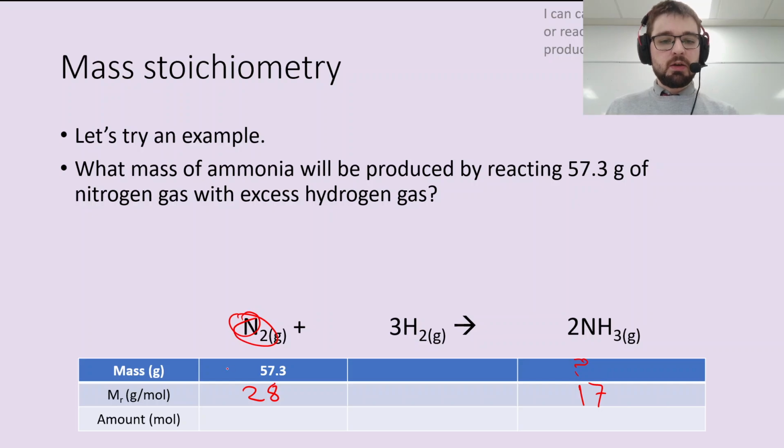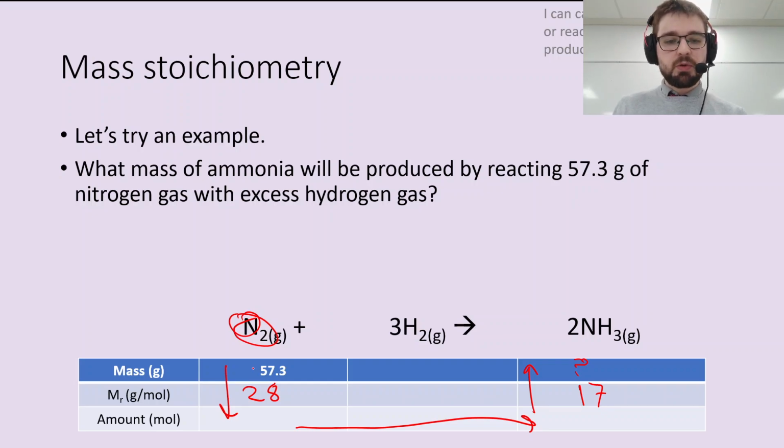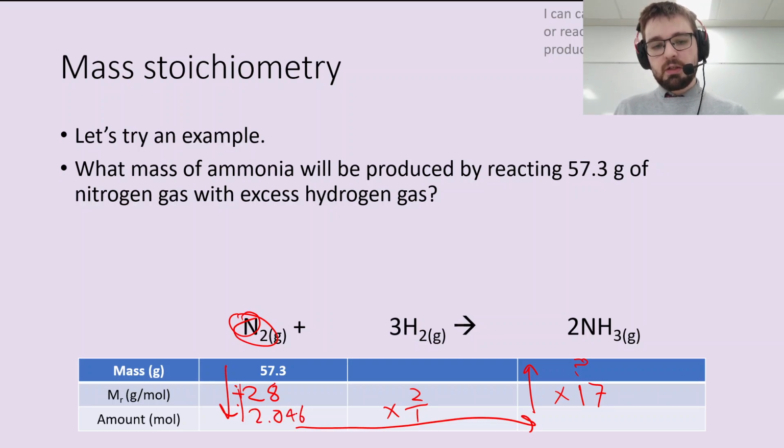So to find our answer, remember we're going to go down, across, then up. So all we need to do is take our 57.3, divide by 28, times by the ratio, which is going to be times 2 over 1, and then multiply by 17. So you can actually just jam all of that into a calculator together and get the final value. Now I like to do it one step at a time so that you don't stuff anything up. So for example, this is 2.046. I'll mention sig figs in a second. Times 2, 4.09, and then times 17.